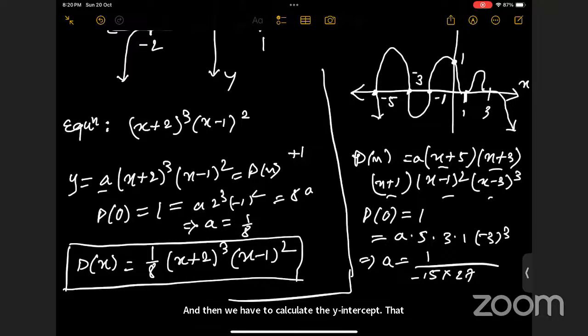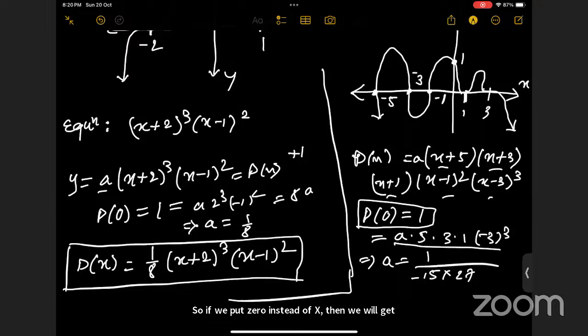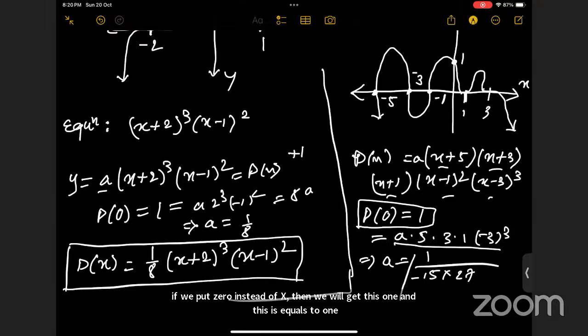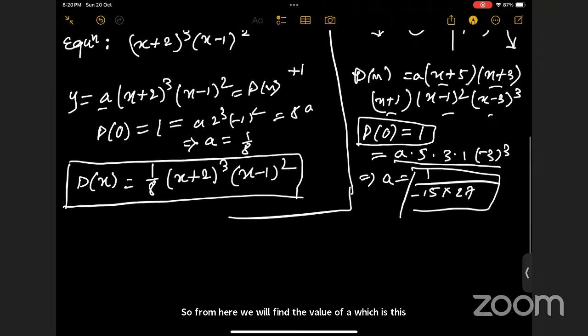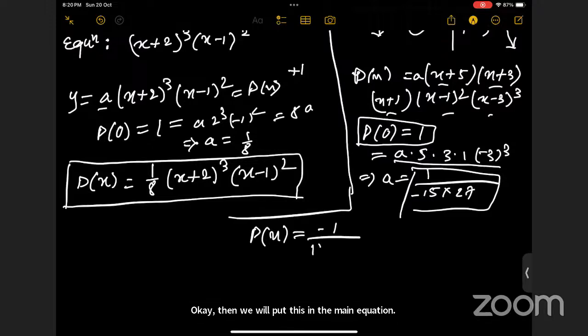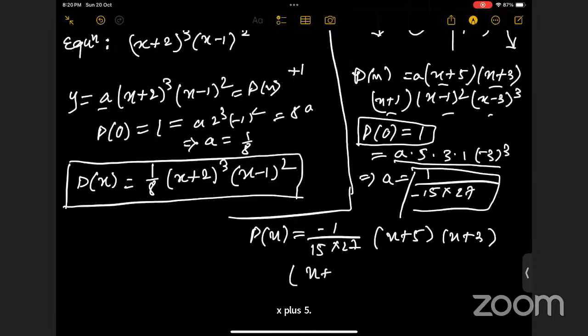Okay. So we can calculate this with the help of this equation, right? P of 0 equals 1. We are just satisfying this one. So if we put 0 instead of x, then we will get this one, and this equals 1. So from here we will find the value of A. Then we will put this in the main equation. So the main equation will be -1/15 into 27 (x plus 5)(x plus 3)(x plus 1)(x minus 1) square (x minus 3) cube. Okay, so this is the main equation.